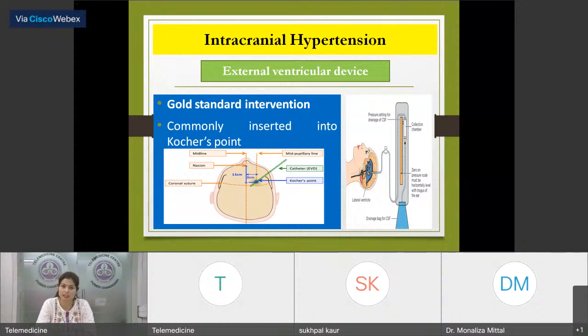It can be used to monitor as well as to drain the excessive CSF from the brain. And the placement of the probe or the catheter is at Kocher's point. So this is the way by which we can put it and see the ICP.